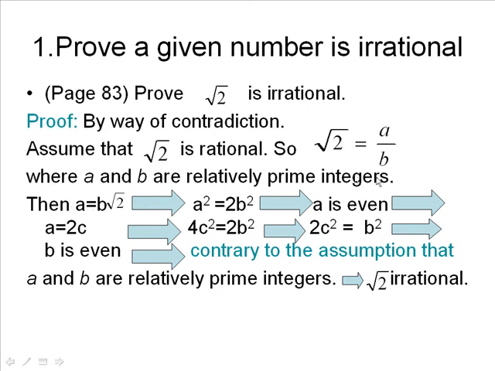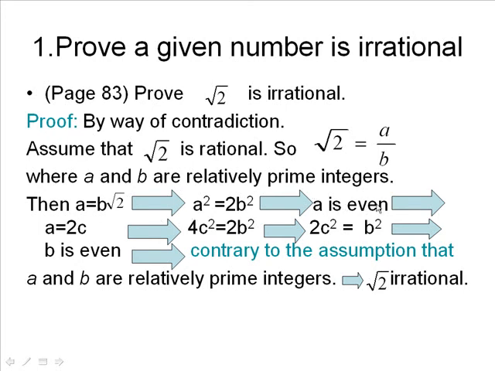We multiply both sides by b to get a equals b times square root of 2, and square both sides to get rid of the square root. Left side is a squared and right side is b squared times the square root of 2 squared, which is 2. And 2b squared is an even number, and so a squared is also even. If a squared is even, then a is also even, because an odd number squared is always odd.